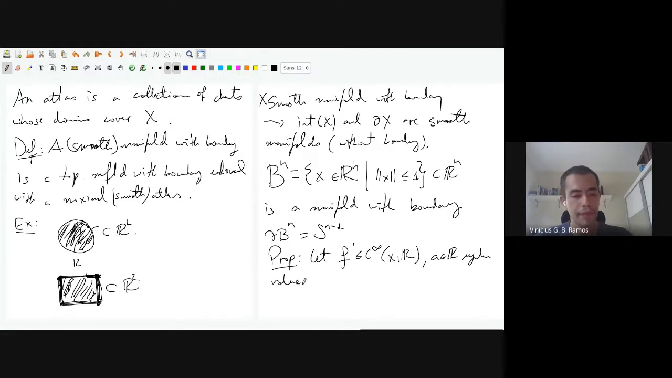a regular value A. And then now you can look at the pre-image of, say, A to plus infinity. So everything that's above A, or everything that's below A. You can look at the pre-image of minus infinity to A. Either way, this is a manifold. These are manifolds with boundary.